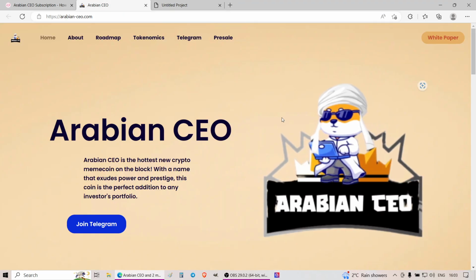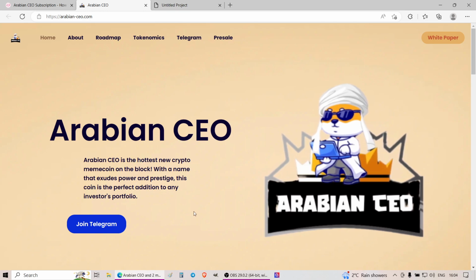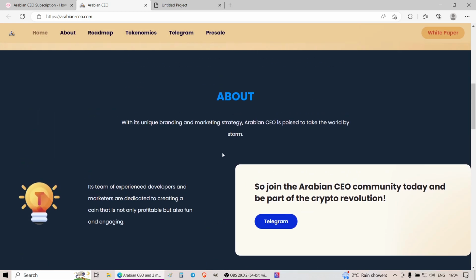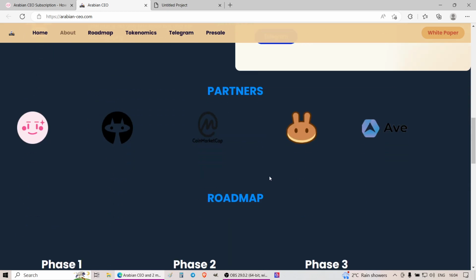With that being said, when we go to their website, as you can see, this is their website, and well, what is the idea behind the project? The idea behind the project, as you can see, is to make the hottest new crypto meme coin with a name that exudes power and prestige. This coin, according to them, is a perfect addition to any investor's portfolio. Now, looking further, they have some sort of branding and marketing strategy in place. Team is experienced, according to them.